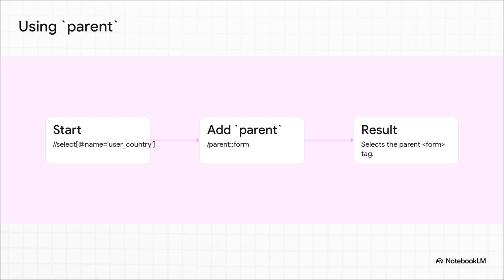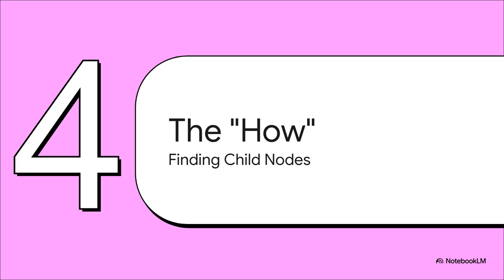Awesome. Next, let's climb up the family tree. From our select tag, we'll add /parent::form. This tells XPath to navigate directly upwards and find the parent element that is a form tag. And boom, it works, selecting the form that holds our dropdown. That is incredibly useful. Okay, so we've gone up.